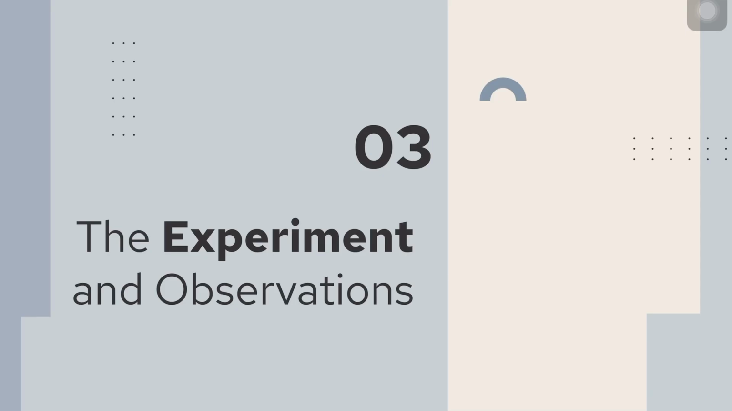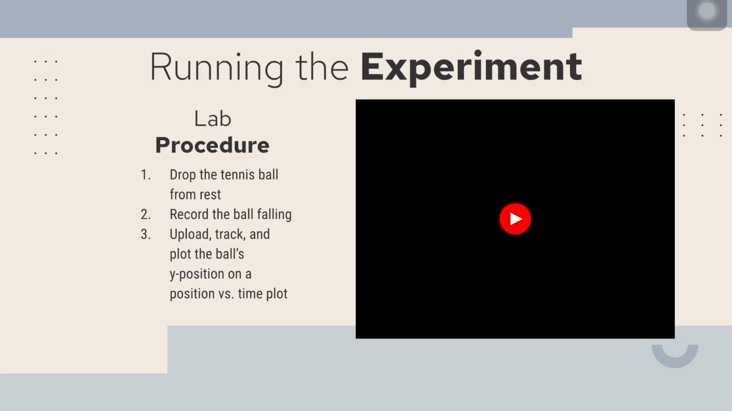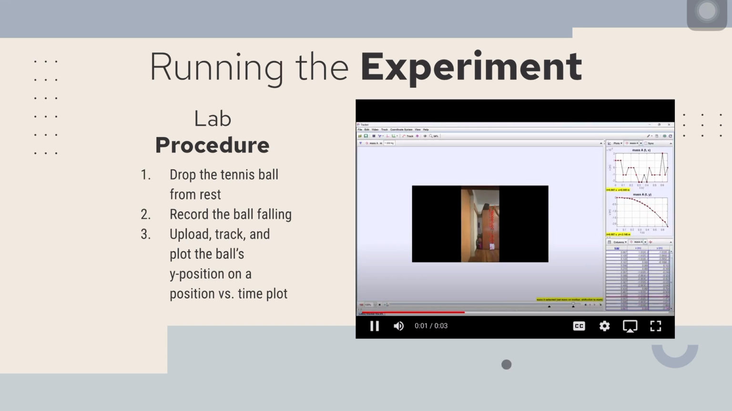So, the experiment observations. First, we wanted to drop the tennis ball from rest, record the ball falling, and upload this video to Tracker and plot the ball's y position on a position versus time plot. It looked like this. And as we can see, the ball's position.